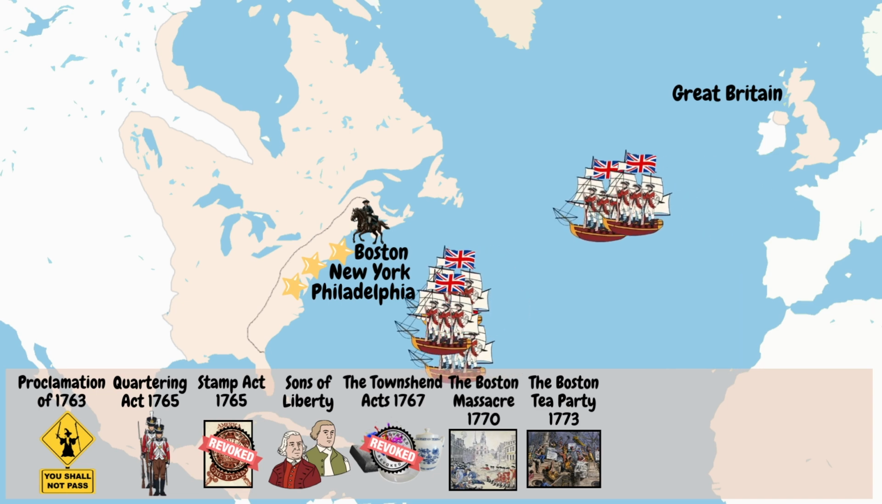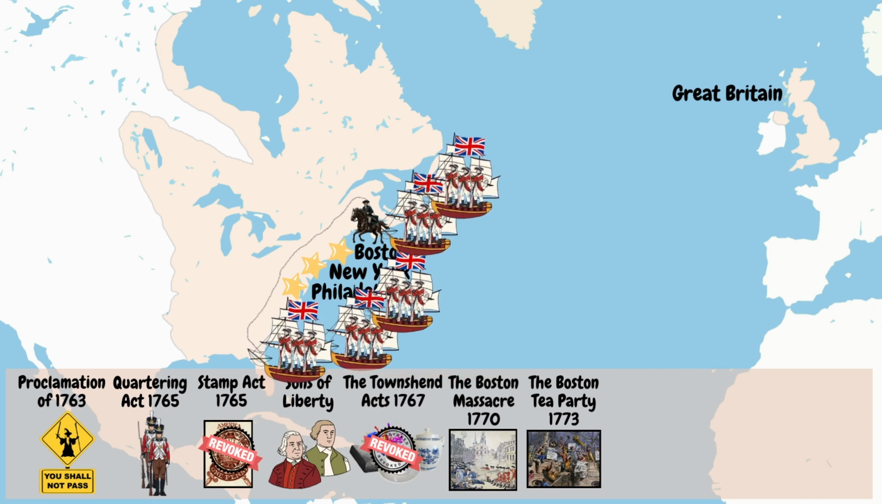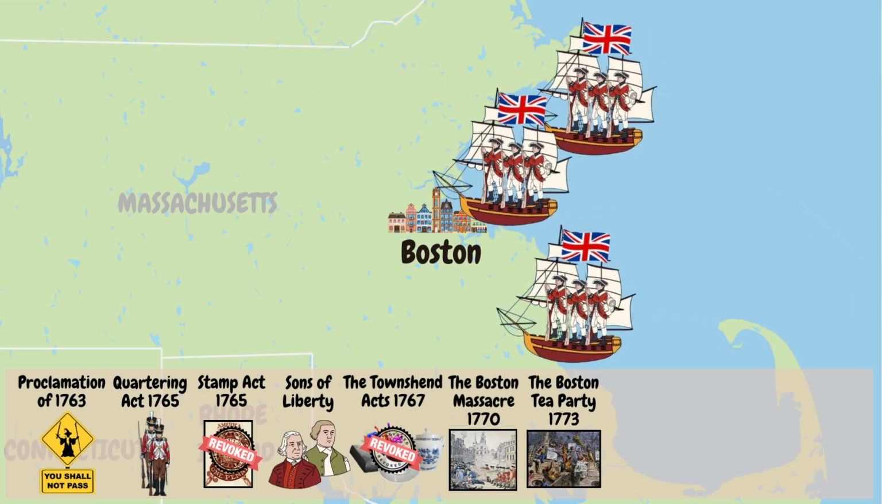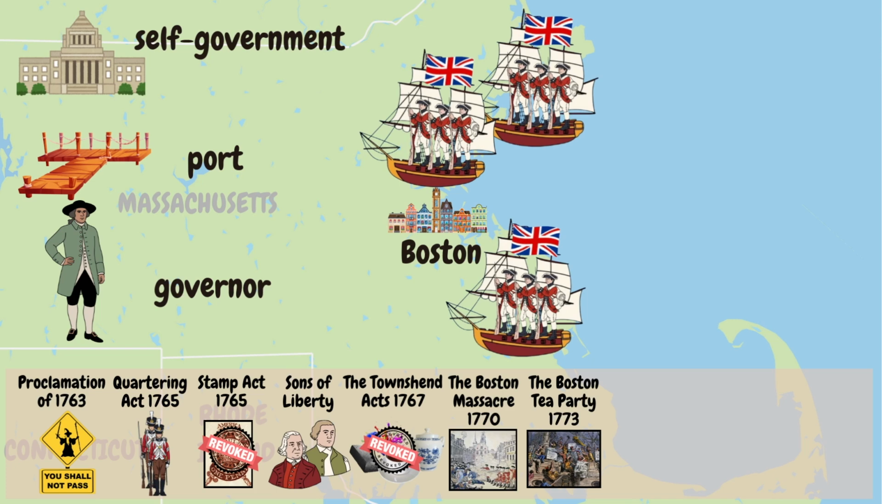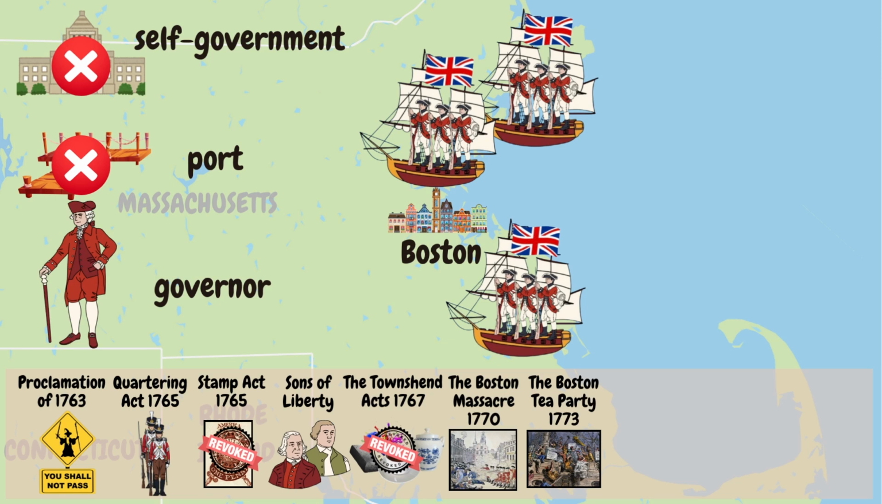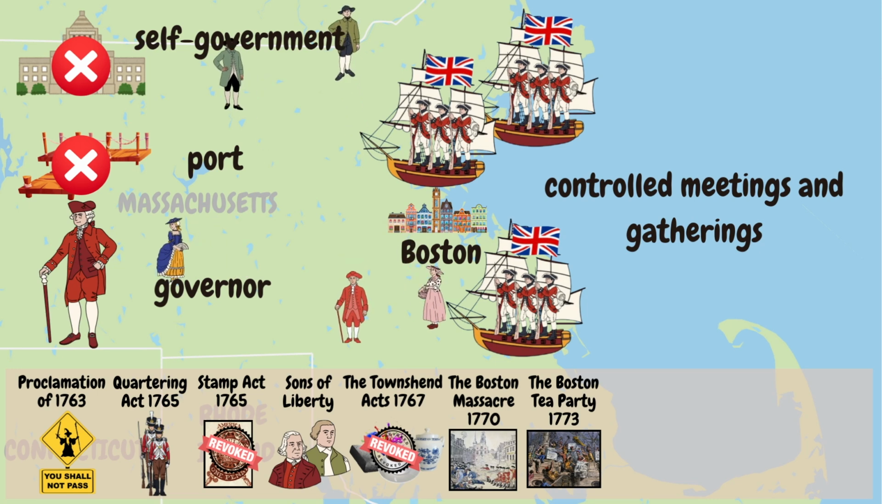The British responded with the Intolerable Acts, also known as the Coercive Acts. As a punishment for the Boston Tea Party, the self-government of Massachusetts was removed. The port was shut down until the tea would be replaced. And the governor of Massachusetts was replaced with a man who was loyal to Great Britain named General Thomas Gage. General Gage also restricted town meetings in order to restrict people from gathering.